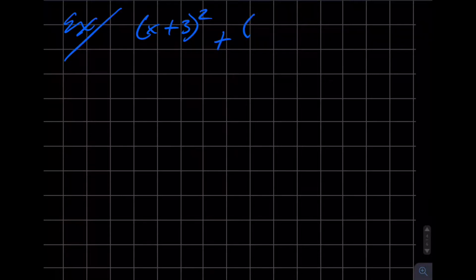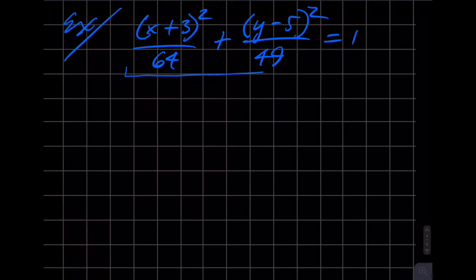So let's go right into an example. We have x plus 3 squared plus y minus 5 squared over 49, and let's make this 64. That's going to be equal to 1. Hopefully you go, wait, is this an ellipse? And yes, this is the standard form for the equation of an ellipse.